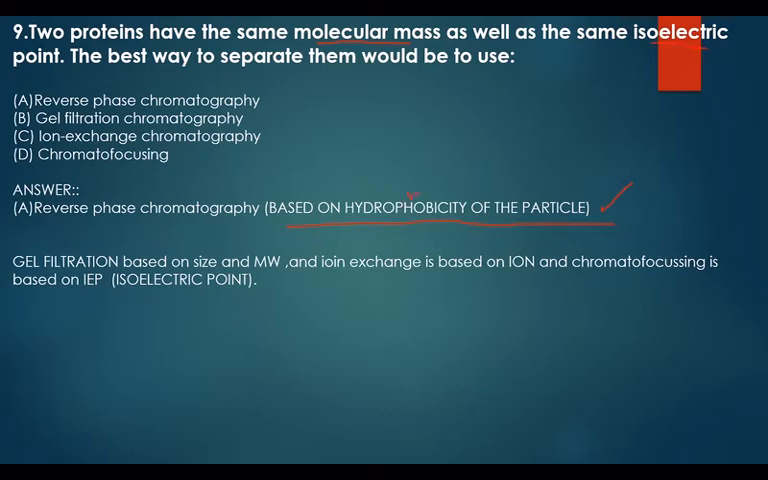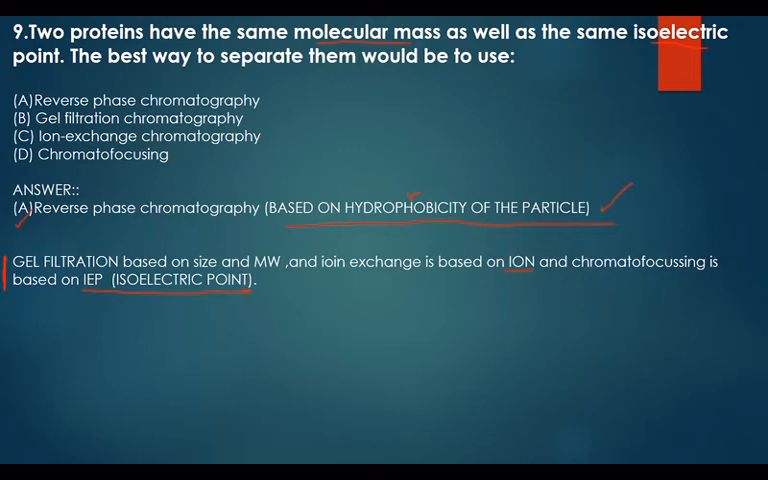And the other three: gel filtration chromatography is based on size and molecular weight. Okay, and ion exchange chromatography is based on ion, and chromatofocusing is based on isoelectric point, that is, affinity to the ion exchanger. Okay, so these three depend on the isoelectric point and molecular mass. So these three are wrong. The answer is reverse phase chromatography, which is based on hydrophobicity.